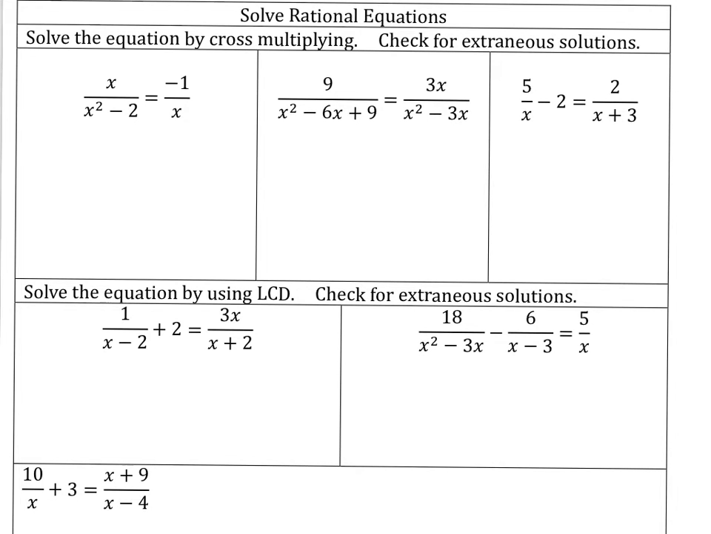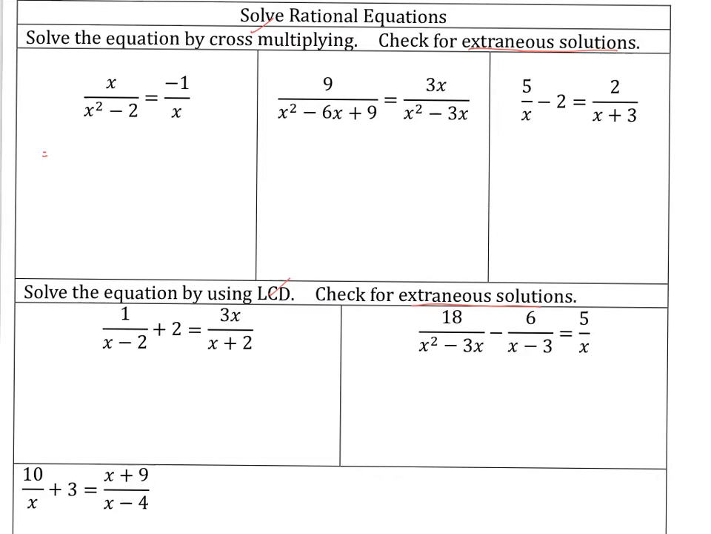Now let's look at how to solve rational equations. When you're solving rational equations, there are 2 methods. One is the cross-multiplying method and the other is the LCD method. And for both methods, you need to look for extraneous solutions, meaning solutions that cannot be the solution of the rational equation. And I'll tell you why when you come to this situation.